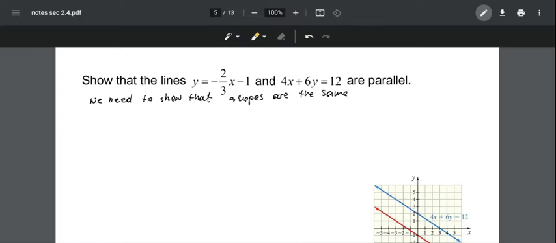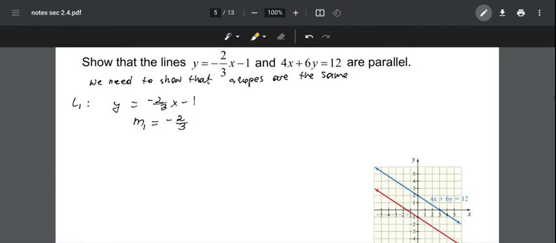So I'm going to work with line 1 first. y equals negative 2 over 3x minus 1. This straight line is already in slope-intercept form. So we see that the slope of line 1 is negative 2 over 3. Next, let's work with line 2.